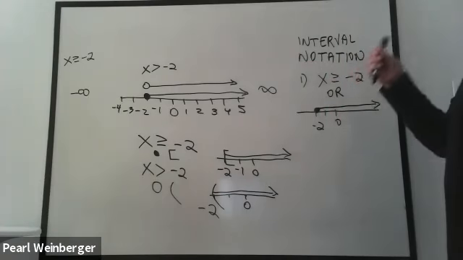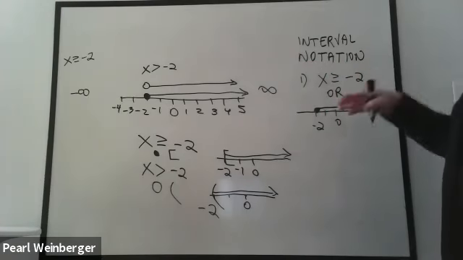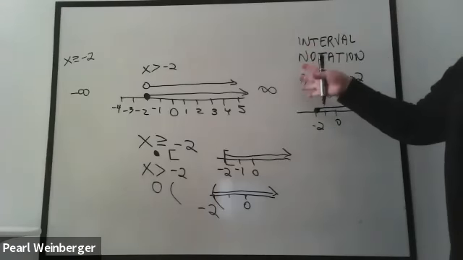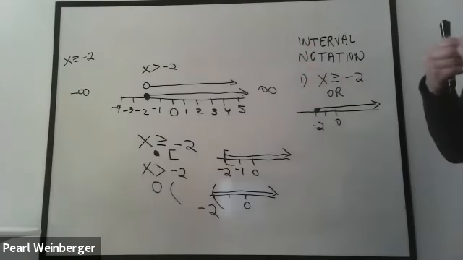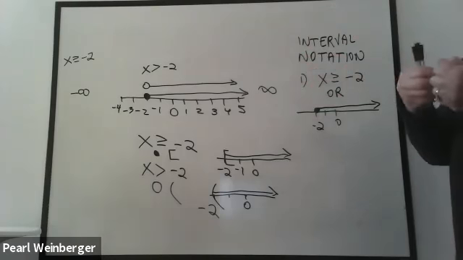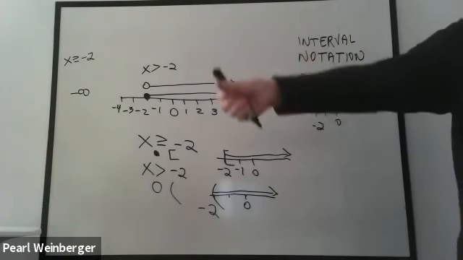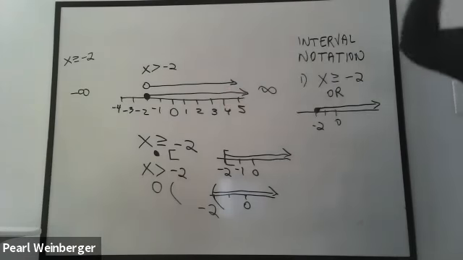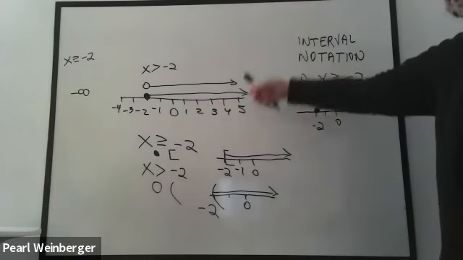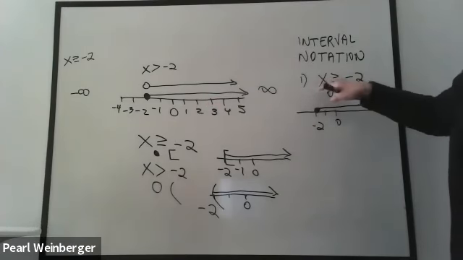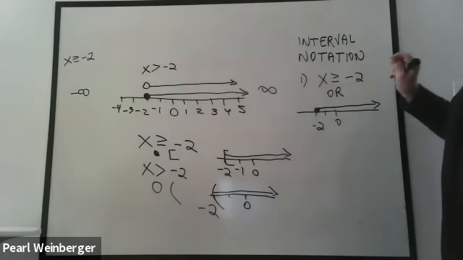Now, when you're writing an answer to an inequality, it's not enough just to write the number. You can't just write -2, because an inequality is not just the number, but which way is it going from that number? Is it greater than that number? Is it less than that number? Does it include that number? So you have to write the whole expression: x greater than or equal to -2.